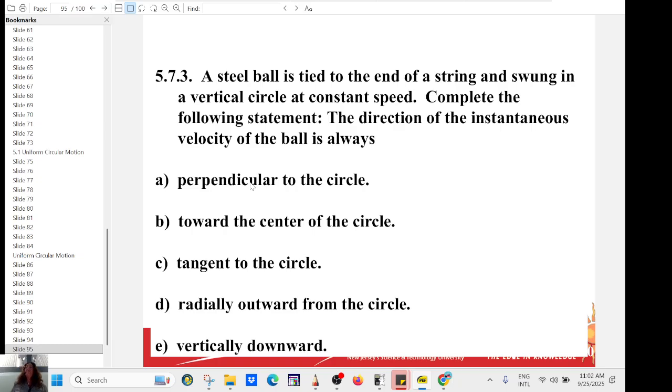The direction of the instantaneous velocity of the ball is always perpendicular. Very good. No, no.